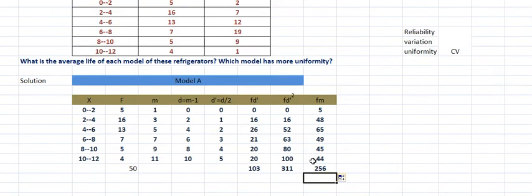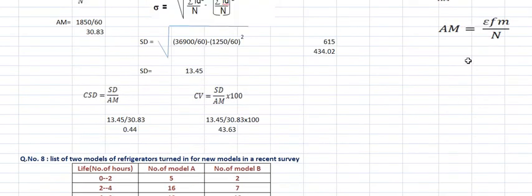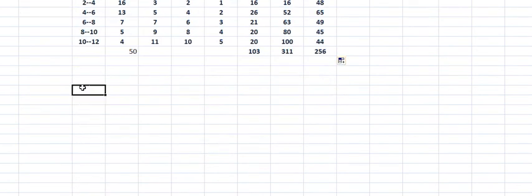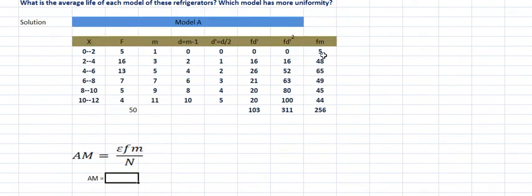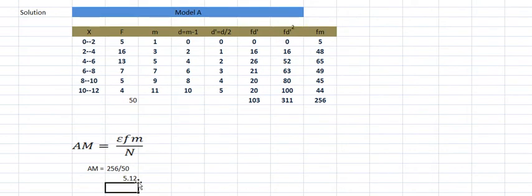Now we need to apply the formulas one by one. First I will apply the mean formula. What is the arithmetic mean formula? Arithmetic mean equals summation of Fm divided by n. How much is summation of Fm here? 256. 256 divided by n. What is n? N is 50 here. So the answer is 256 divided by 50, which is 5.12, the answer for your mean.